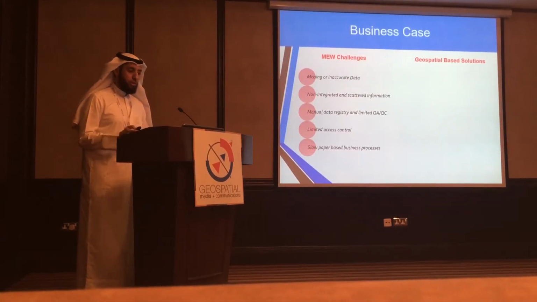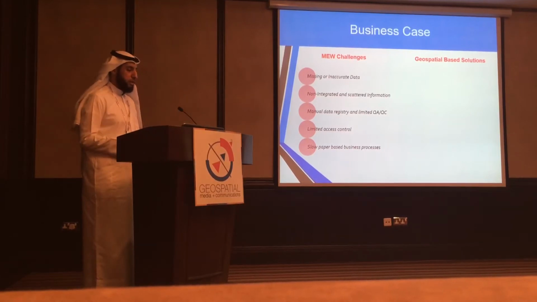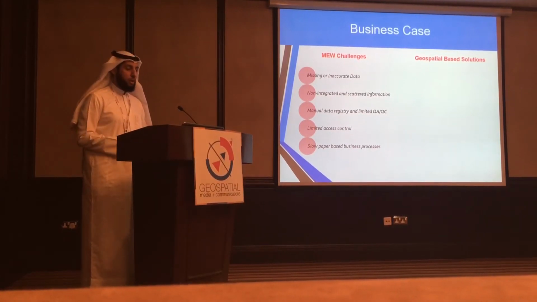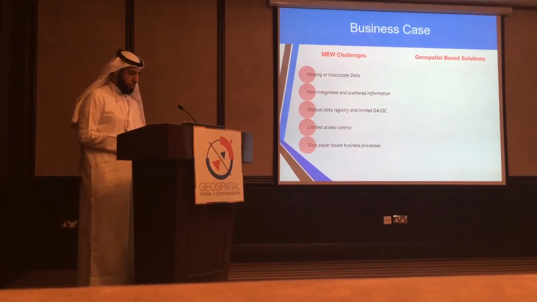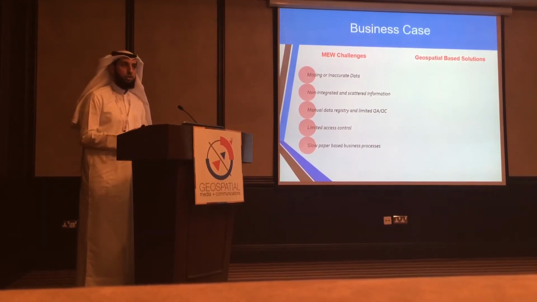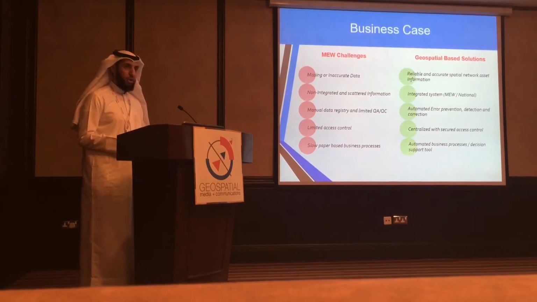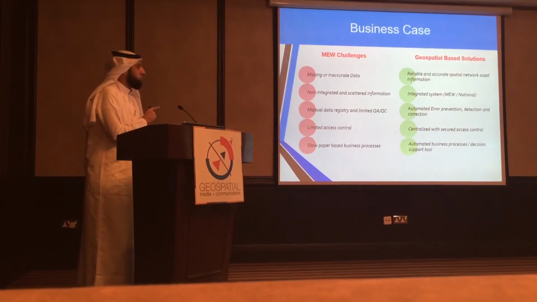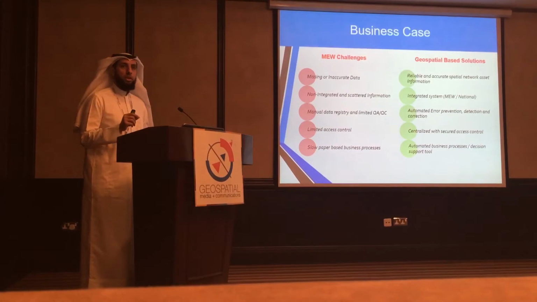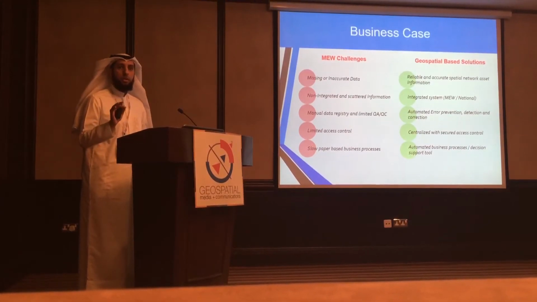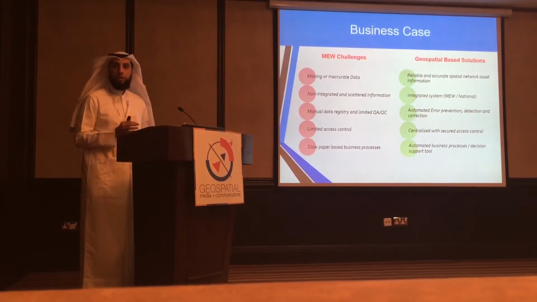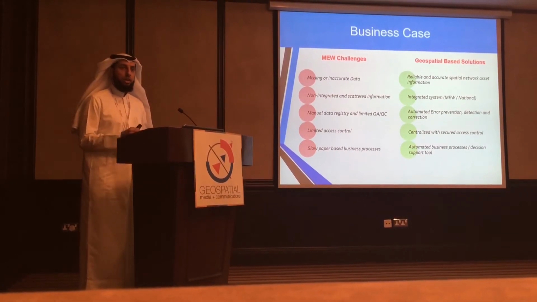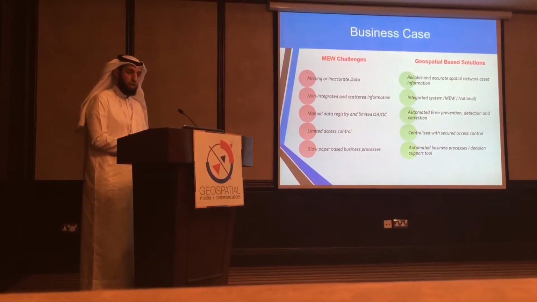What MEW expects from the GIS: the list on the left side shows some weaknesses and disadvantages, if you want to call it, on the level of data at MEW before GIS. And the opposite list shows how GIS can remove and solve these issues. I'm going to go over one of these issues, which is the missing data. MEW has missing data for different reasons. Maybe the main reason was that most of this data was lost during the war in 1990, and during the implementation of the GIS project, we collected this data via a field survey.